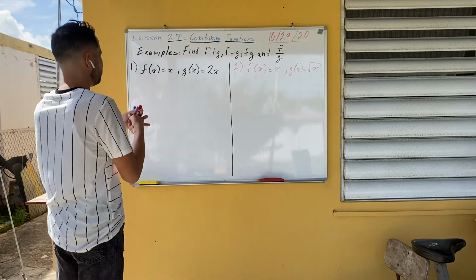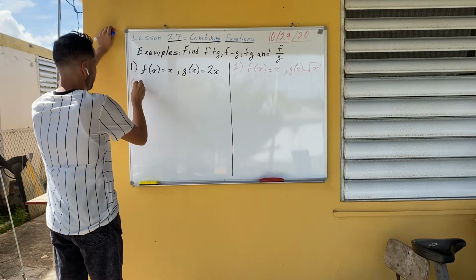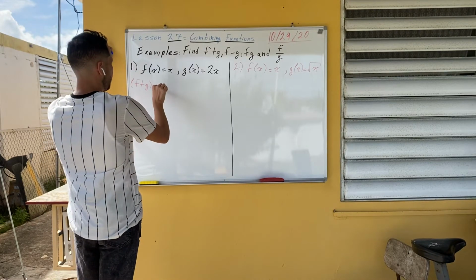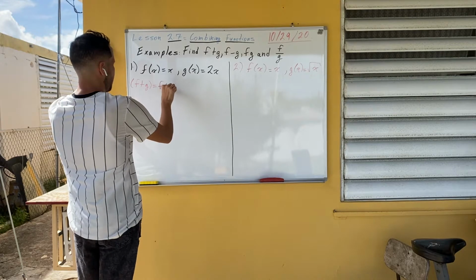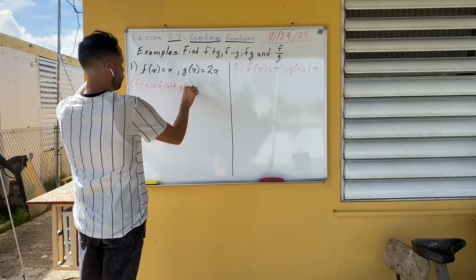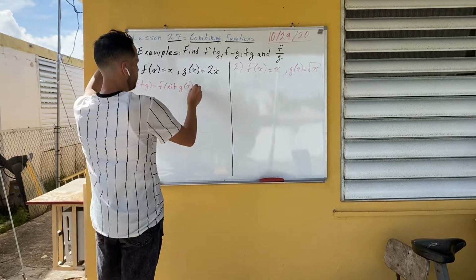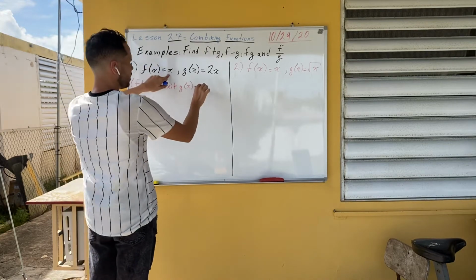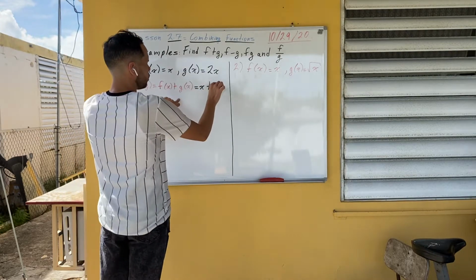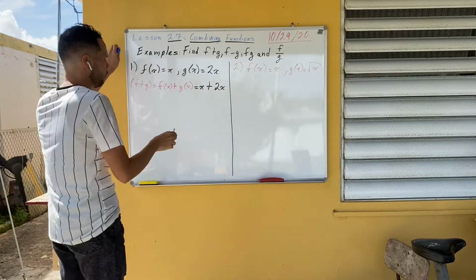So it's done like this. We are trying to find f plus g. In other words, we're trying to find f of x plus g of x. So we're going to add these together. f of x is x, and that's added to g of x, that is 2x. So x plus 2x is 3x.